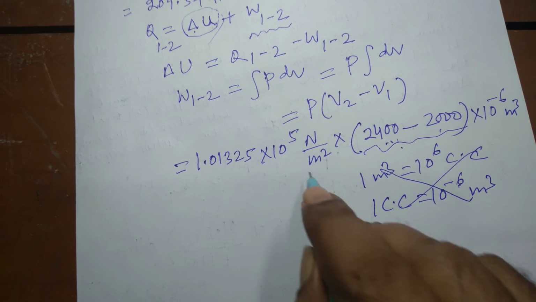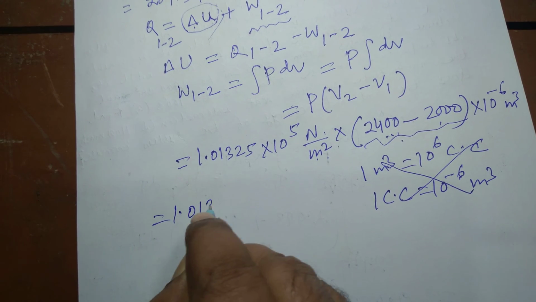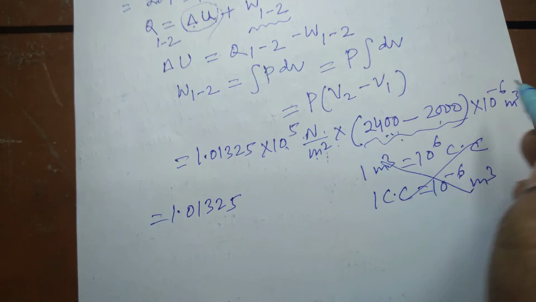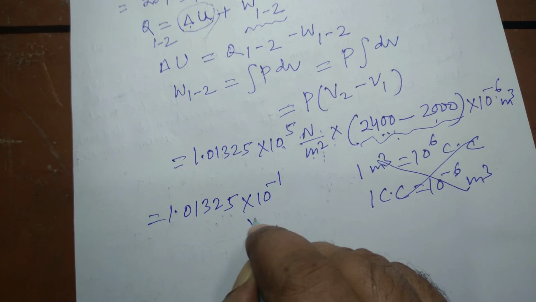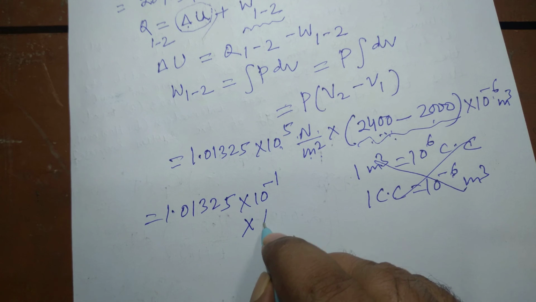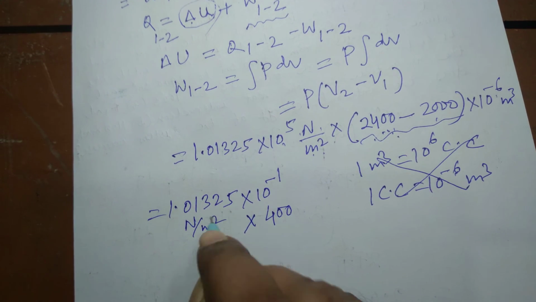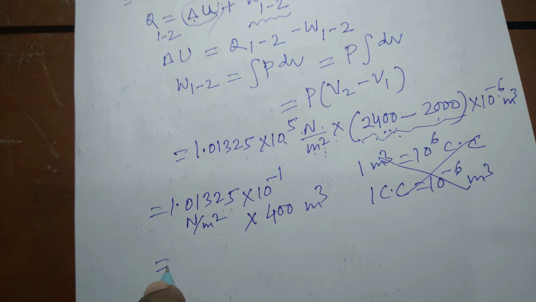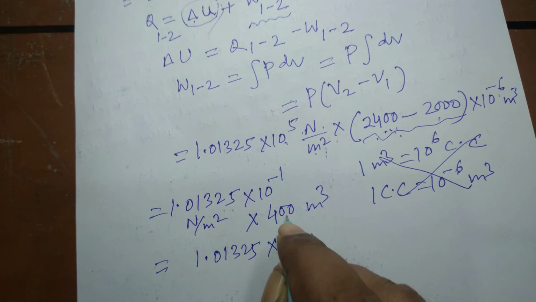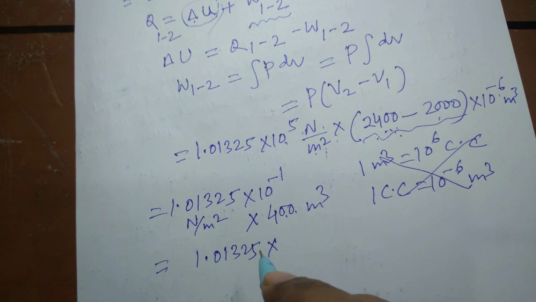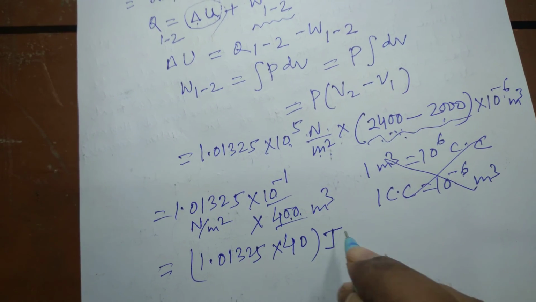This is Newton per meter square, this is meter cube. So this becomes 1.01325 into 10 to the power 5, into 10 to the power minus 6. So this becomes 10 to the power minus 1 into 2400 minus 2000, that is 400. On multiplying, this becomes 1.01325 into 400 into 10 to the minus 1, means this is 40 joule.